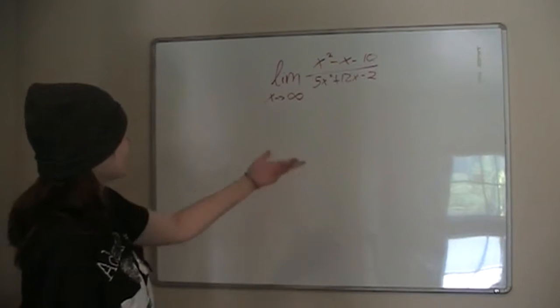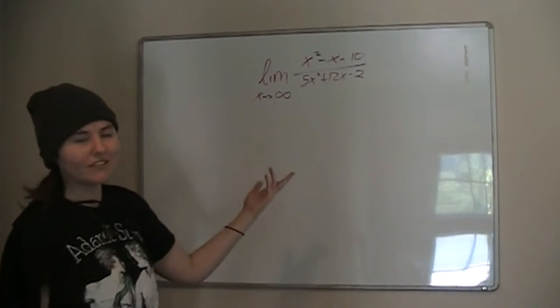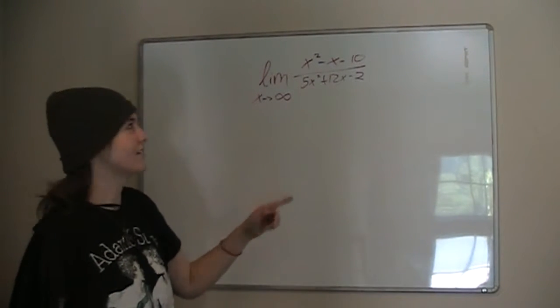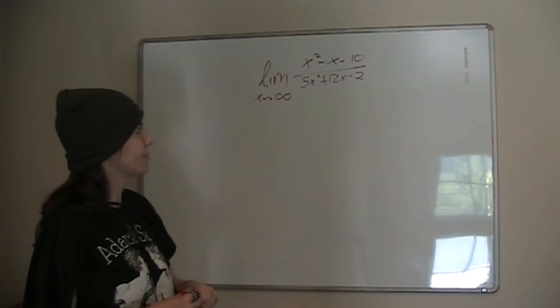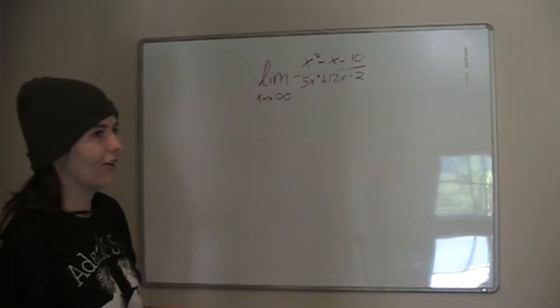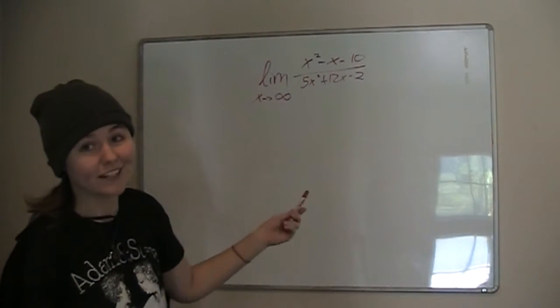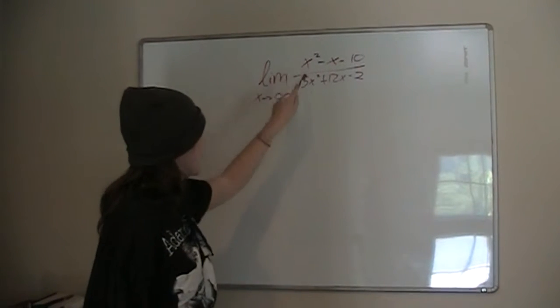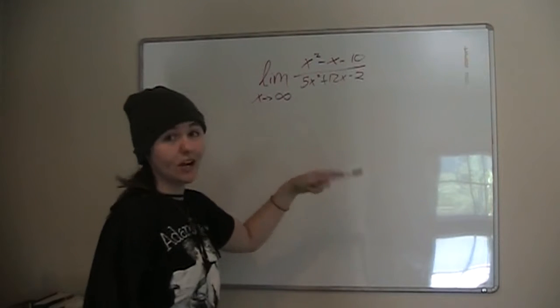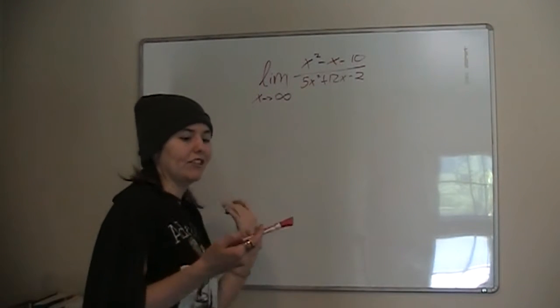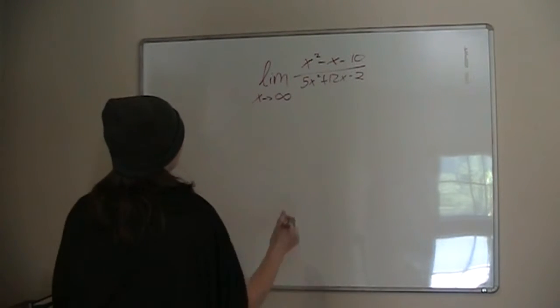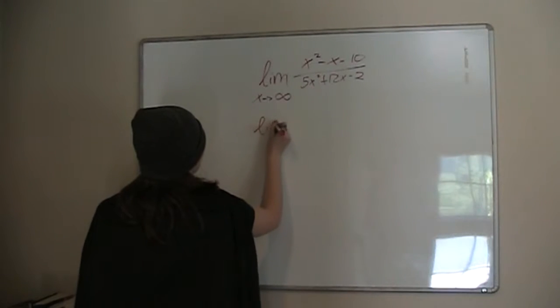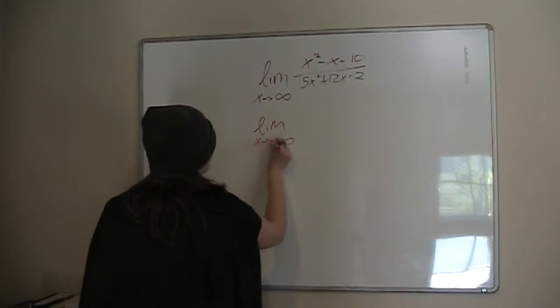Okay, let's say you have this equation. The limit as x approaches infinity of x squared minus x minus 10 over 5x squared plus 12x minus 2. Now, at first glance, this might look complicated, but it's actually quite simple. All you have to do is plug in infinity for x. And if you get infinity over infinity, then what you have to do is take the derivative of the top and the bottom and set the top over the bottom again.